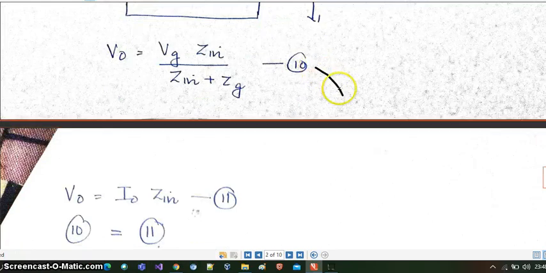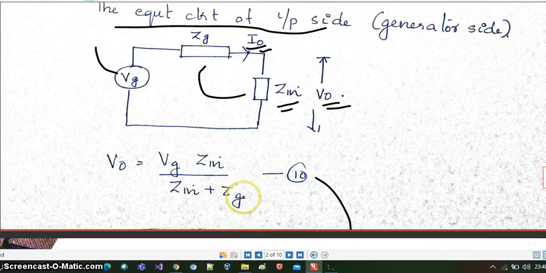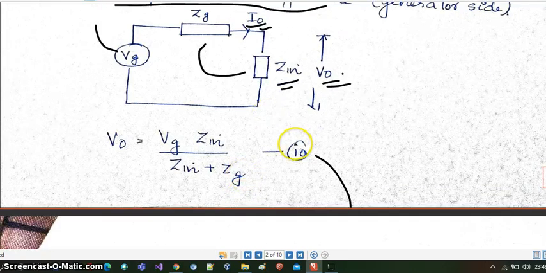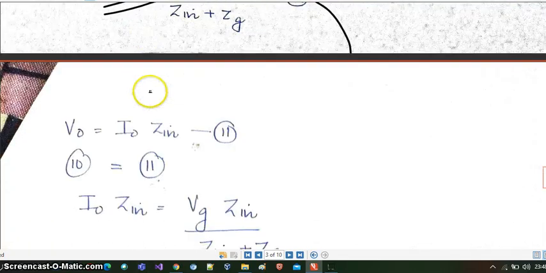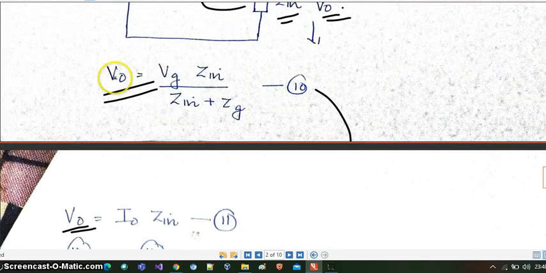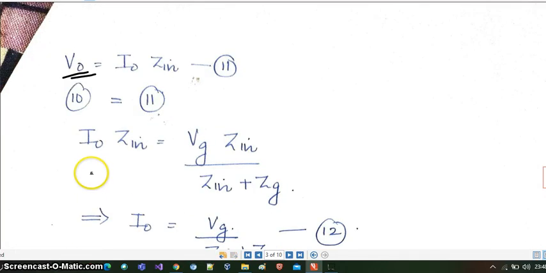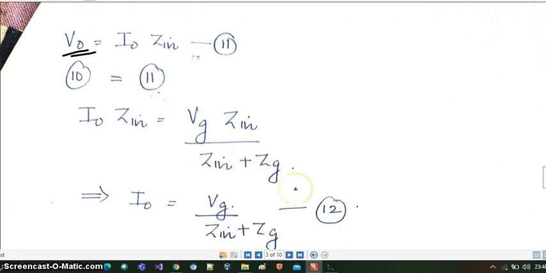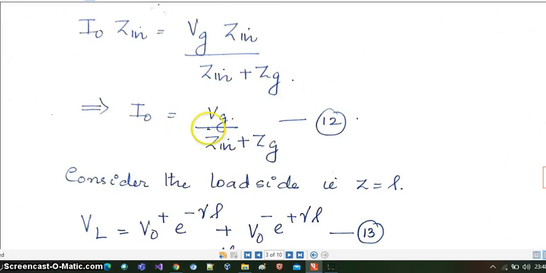So both these equation 10 and equation 11 are equal. Equation 10 gives you V naught in terms of Vg, and equation 11 gives V naught in terms of I and Z. That's all. So the output V naught here will be equal to this V naught, so I can equate them. Finally I will get I naught Zin is equal to Vg Zin by Zin plus Zg. From that my I naught is equal to Vg by Zin plus Zg. That is my equation 12.